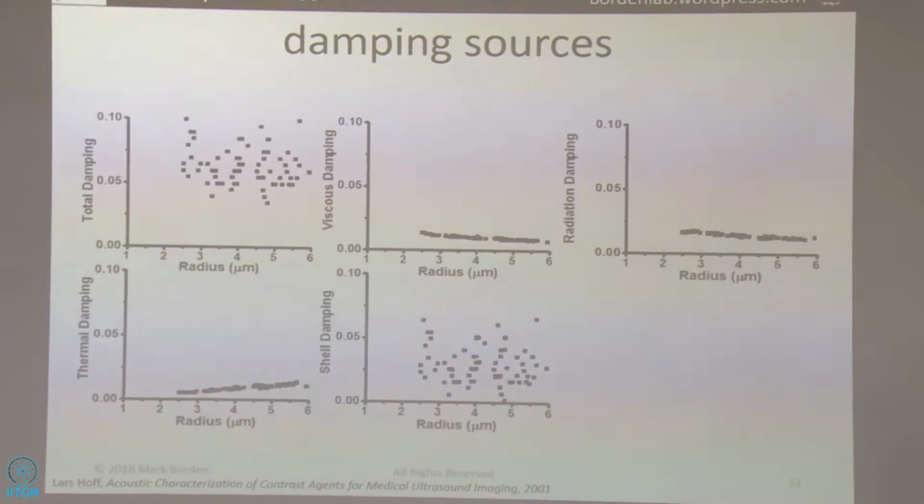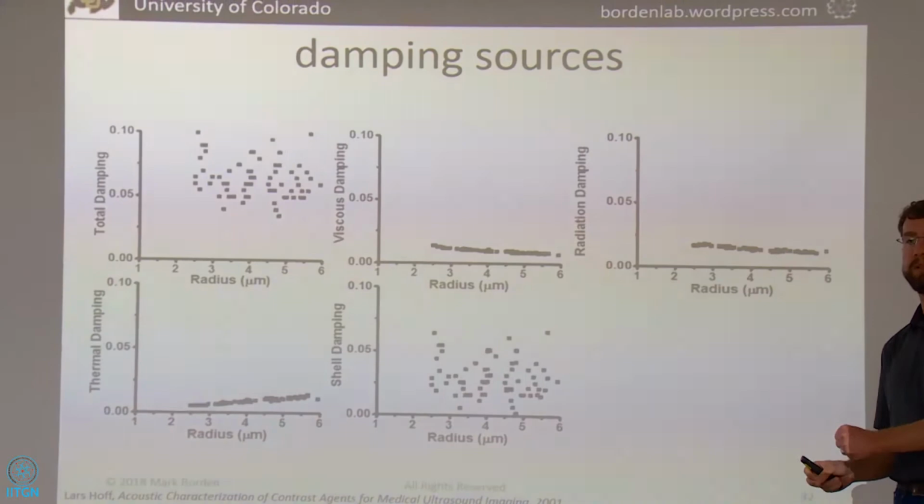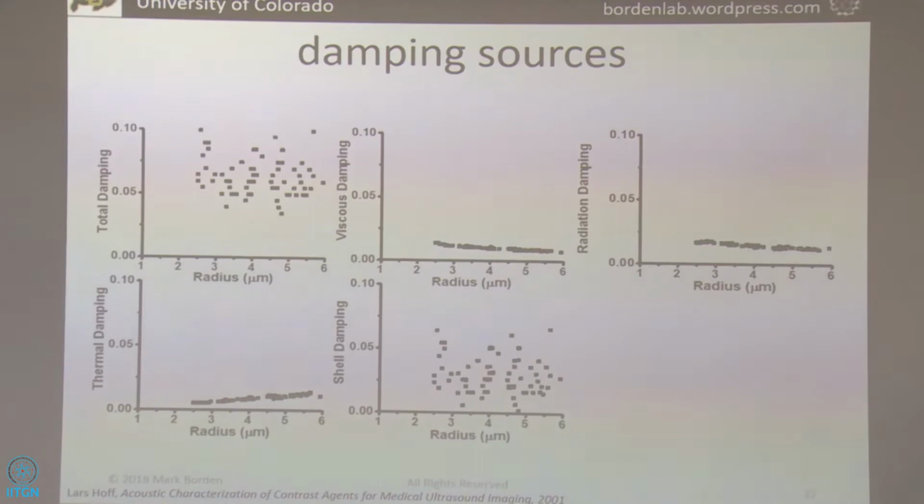How does the shell affect the damping? We know that the shell definitely damps the bubble oscillations, because there have been experiments with uncoated bubbles, and they ring for a long time. But these lipid-coated bubbles and all the other different kinds of coated microbubbles don't ring as well. They stop ringing because of the damping. So a high proportion of the total damping is from the shell.